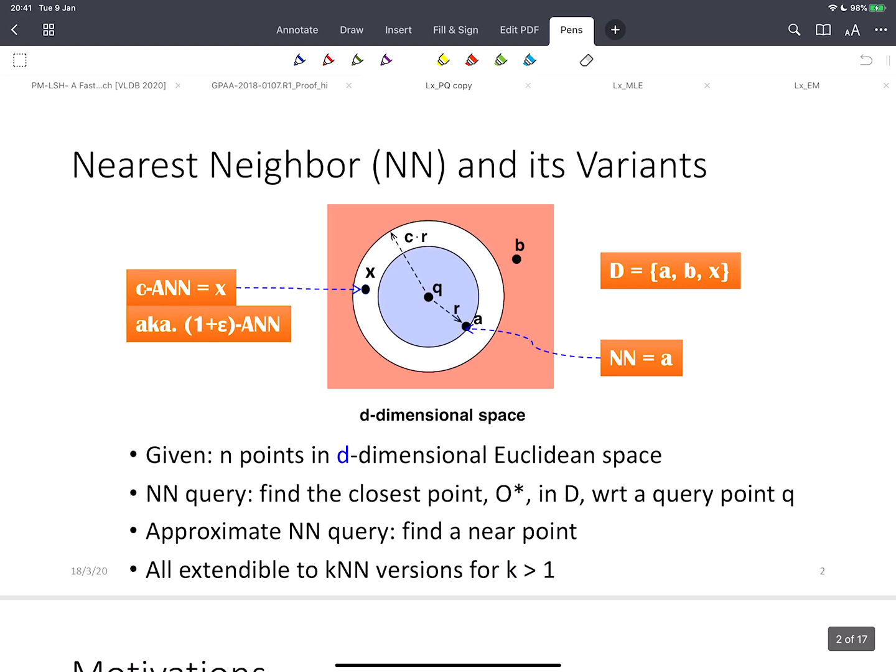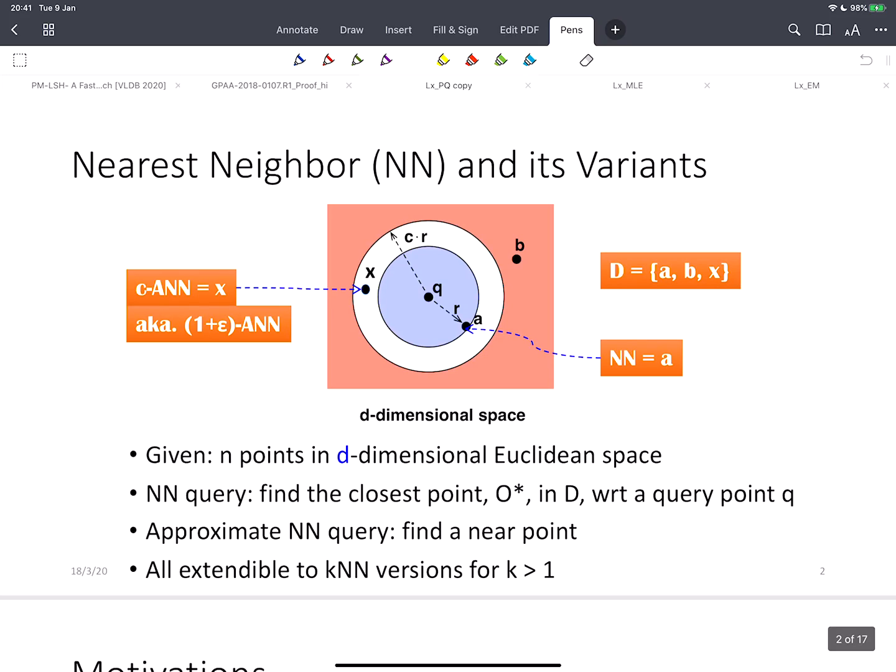So this is actually a very fundamental operation in database and in machine learning and also in multimedia retrieval, etc. And also in terms of computational theory, this is also very important. So the problem is actually best easily described in a low dimensional space.